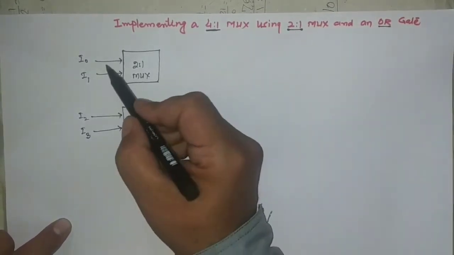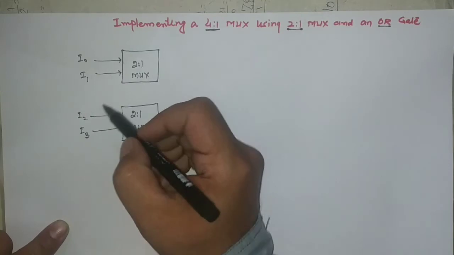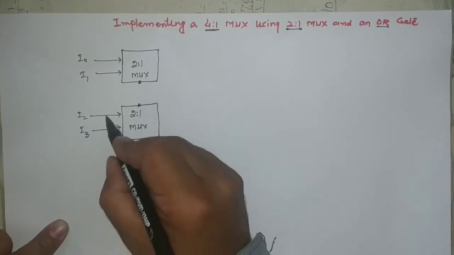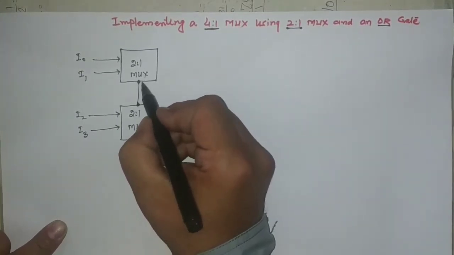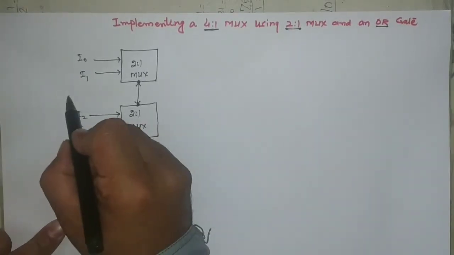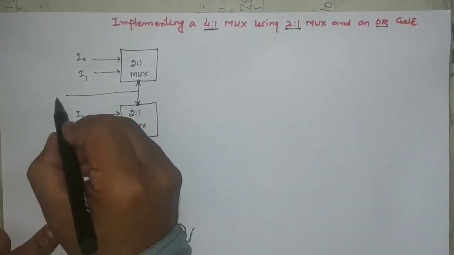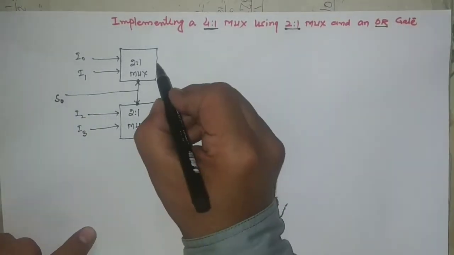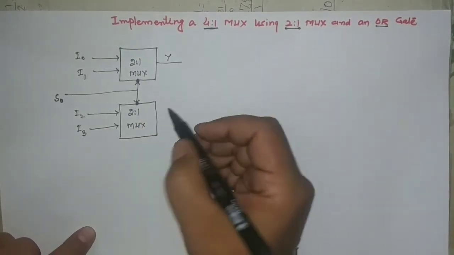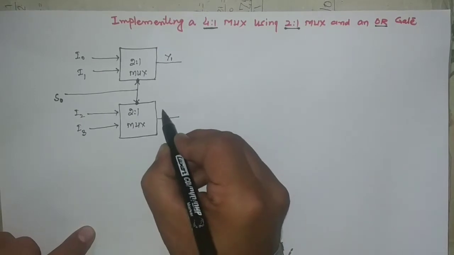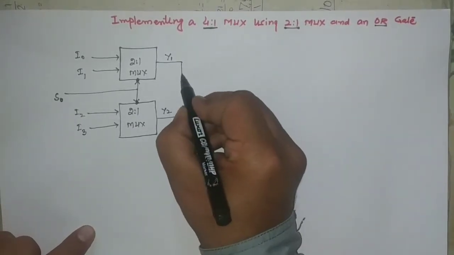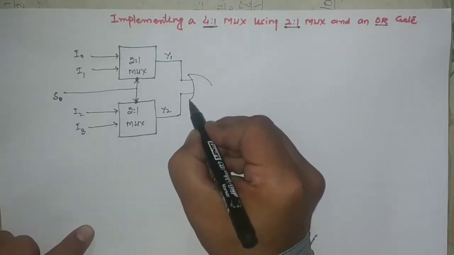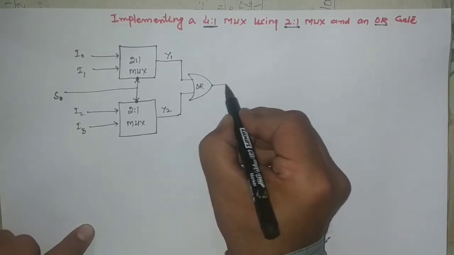Now if each has 2 inputs, then obviously it must have 1 selection line. The other also has 2 inputs, so again a selection line, and we are joining these 2 selection lines and naming it the S0 node. We also require 1 OR gate, because this is the output. Suppose this is Y1 and this is Y2, and 1 OR gate, and this is the output Y.